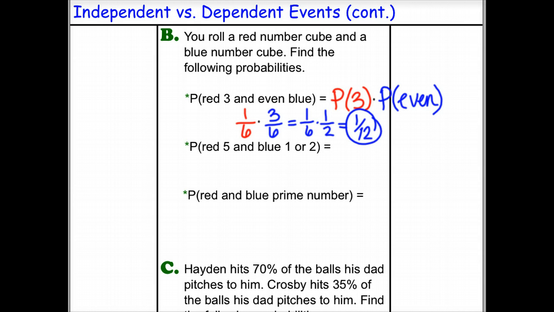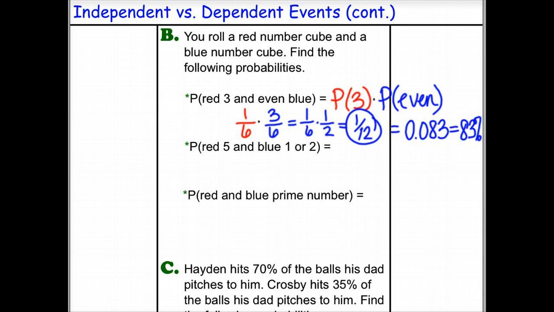And if we want to find our decimal and percent equivalents, we take 1 divided by 12 and we get 0.083 approximately, which is approximately equal to 8.3%. You go out 3 decimal places so that you have it to the nearest tenth of a percent.